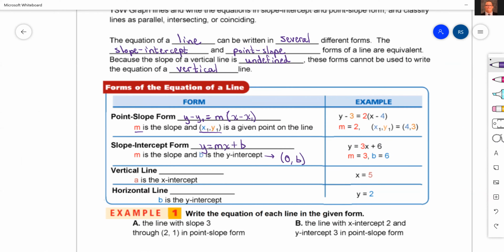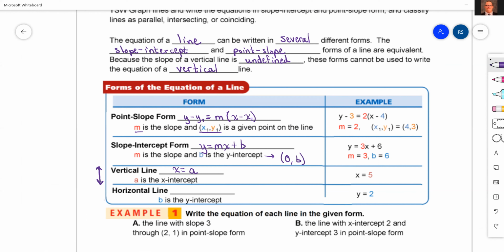Now, vertical lines. Vertical lines, remember, go up and down. These are the ones that have undefined slope, since they're vertical. Think of it like you're being Spider-Man and you're trying to climb the wall. So wherever we cross the x-axis, our equation would be x equals a, where a is our x-intercept, because that has to be the x for every point on the line. It's a vertical line.